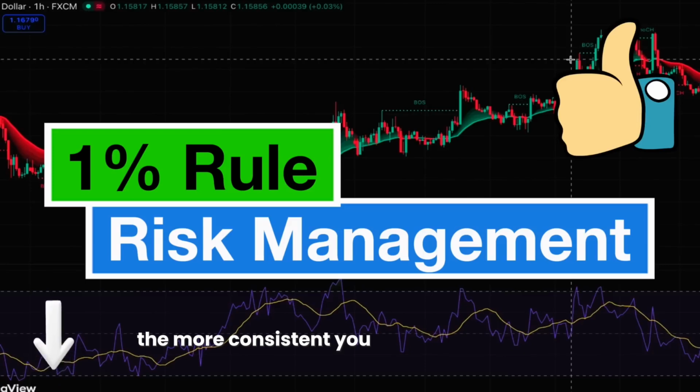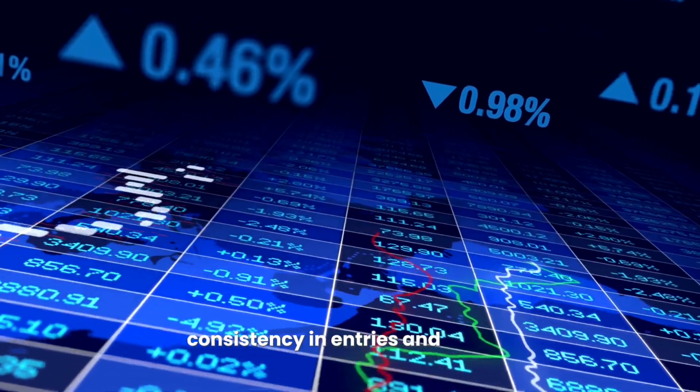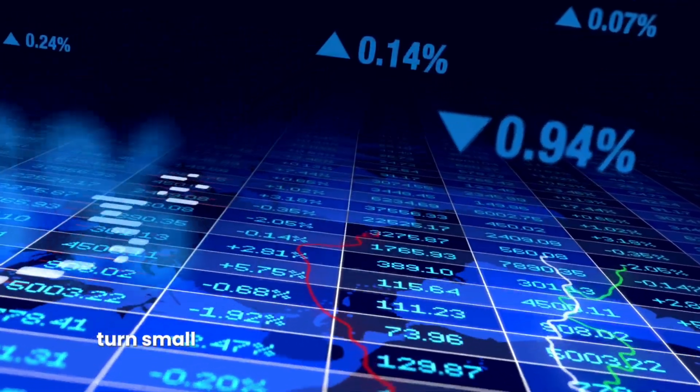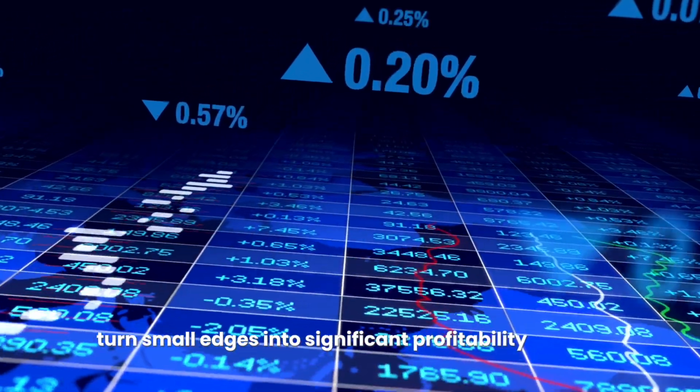The more consistent you are with your method, the better your long-term results will become. Consistency in entries and risk rules turns small edges into significant profitability over time.